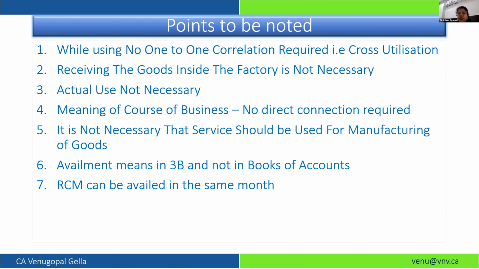When we say actual use is not necessary, it means I don't need to show that it's directly linked to business. Like earlier in the pre-GST regime, how the CENVAT credit was determined, it said that it should be used in manufacturing, it should be used in providing output service. So there was a correlation where you needed to prove that it had actually been in the process of manufacturing or providing the service. Those conditions are not there. The only thing is that it should be used for the purpose of business. So a direct connection is not required.